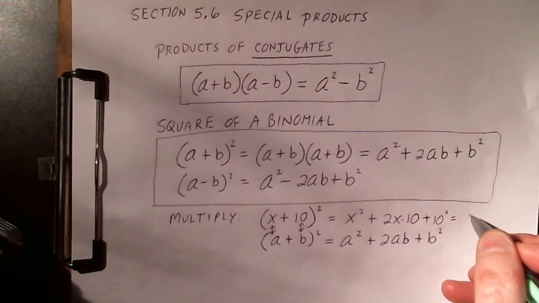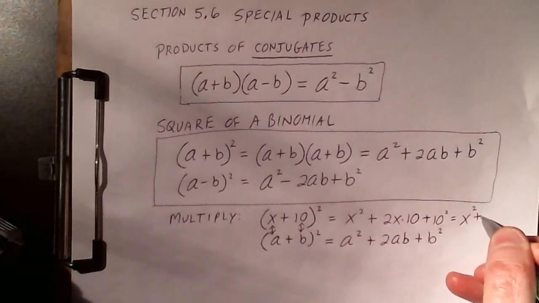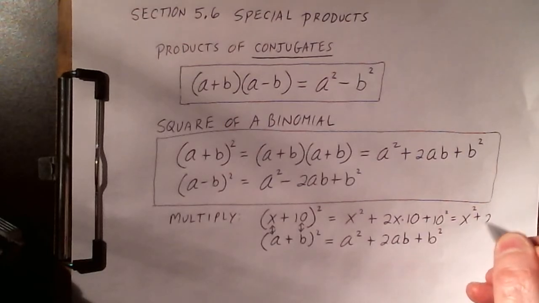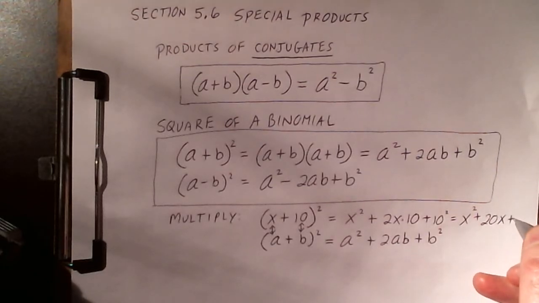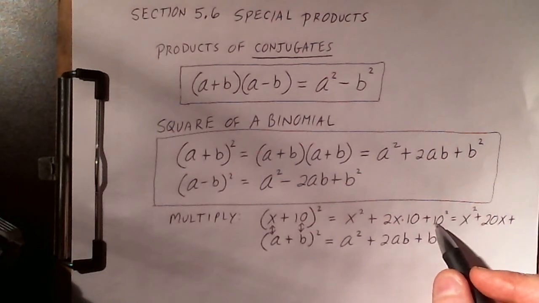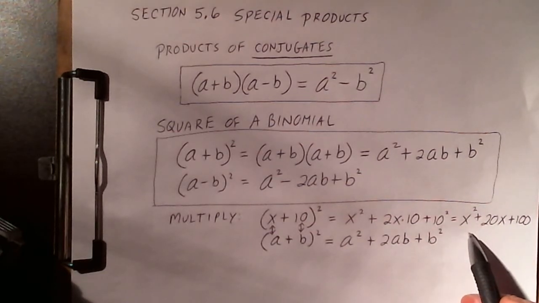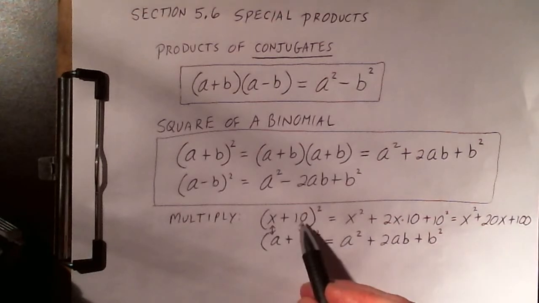Now cleaning this up, we're going to have x squared plus 2 times x times 10 is really 20x. And 10 times 10 at the end is 100. And there you go. So x squared plus 20x plus 100 would be the square of this binomial x plus 10.